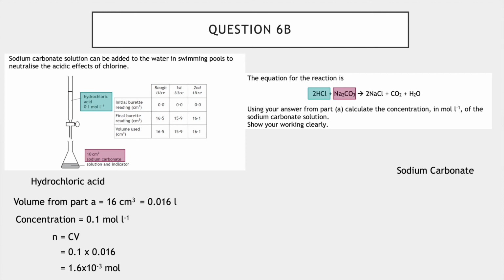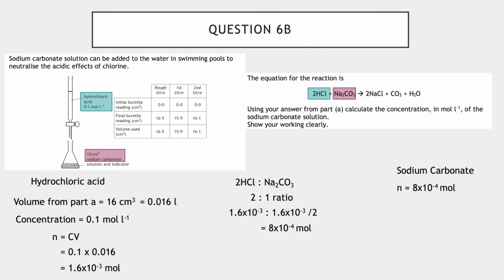So now we're going to have a look at the balanced chemical equation. You'll see that we have a 2:1 ratio of hydrochloric acid to sodium carbonate. What does that mean? We're going to take the number of moles that we just calculated and divide it by 2 to give us an answer of 8 times 10 to the minus 4 moles. Okay, so we're almost done. We've worked out that the number of moles of sodium carbonate is 8 times 10 to the minus 4 moles.